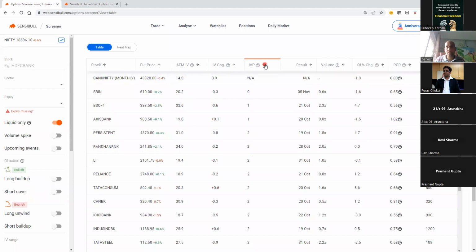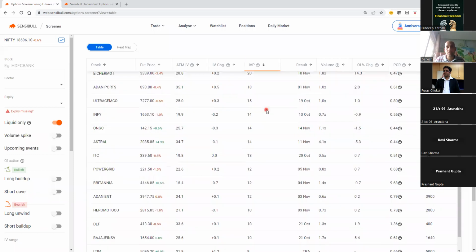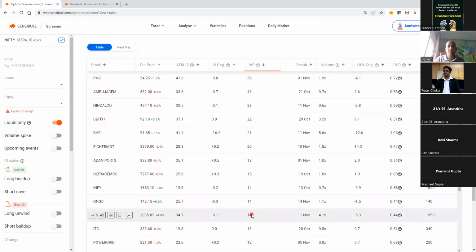Let us say Adani Enterprise. Adani Enterprise IV is 34, but the IVP is 12, meaning only 12% of the time the value was lower, so it is very low. So we don't care about this, which means we can say this is lower IV. That's how you can check the correlation.